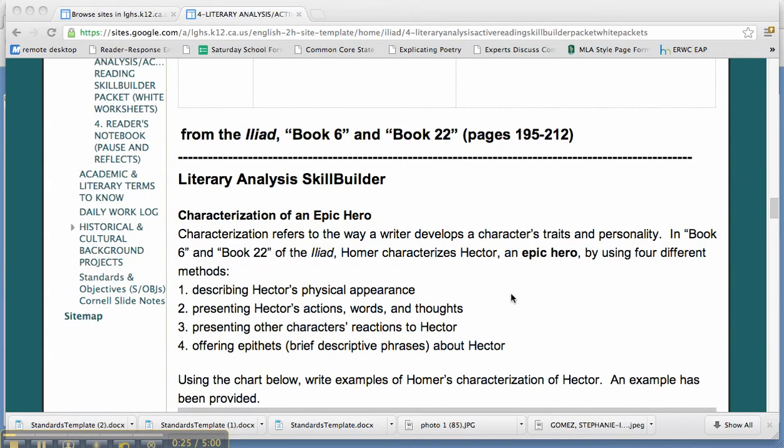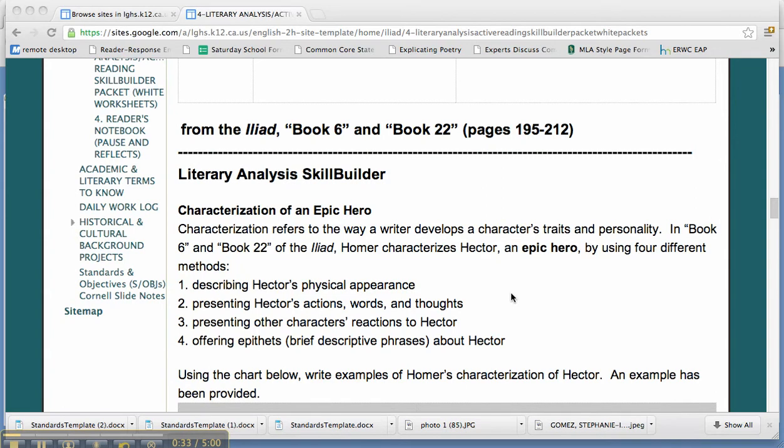worksheet, I guess you could call it, which is again another literary standard, which is understanding the characterization of an epic hero. I'm going to quickly read the directions. Characterization refers to the way a writer develops a character's traits and personality. In Book 6 and Book 22 of the Iliad, Homer characterizes Hector, an epic hero, by using 4 different methods.